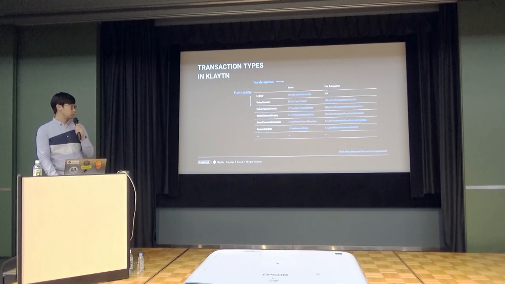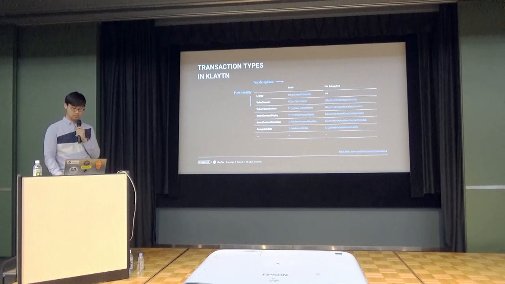And this slide shows some of our Klaytn transaction types. The second column shows basic transaction types, which have no fee delegation. And the third column shows fee delegation transaction types, which provide a fee delegation mechanism. And each row shows different functionalities.